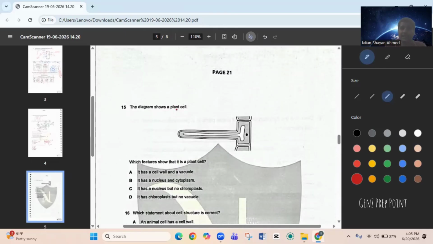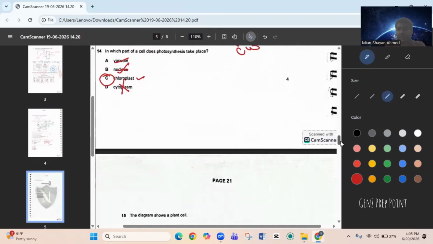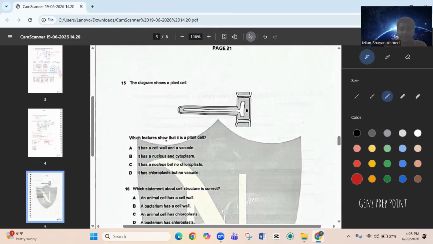The diagram shows a plant cell. If this is a plant cell, what features does this plant cell have? If we scroll up, we can see I drew this root hair cell right here, and the question is here also. Which feature shows that this is a plant cell? Cell wall and chloroplast are the two identities of a plant cell. But I have already said in this video twice that chloroplast isn't present in the root hair cell. So how can we then tell that this is a plant cell?